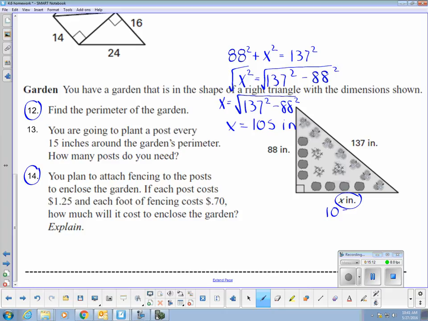The side length is 105 inches. So to find the perimeter, I need to add all three sides.